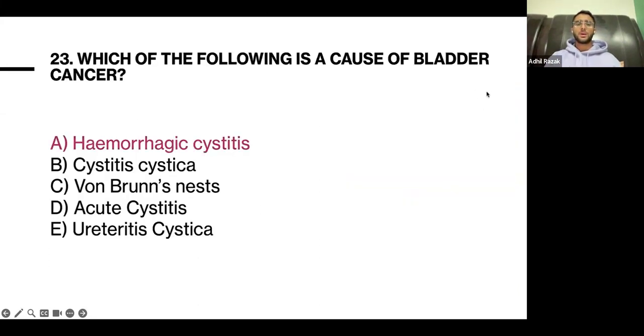All right. So which of the following is a cause of bladder cancer? A, I guess. Hemorrhagic cystitis can cause it.